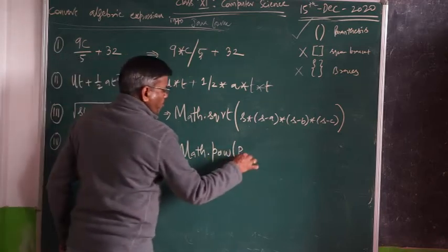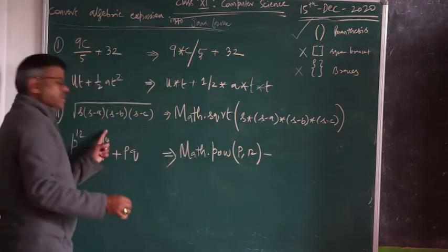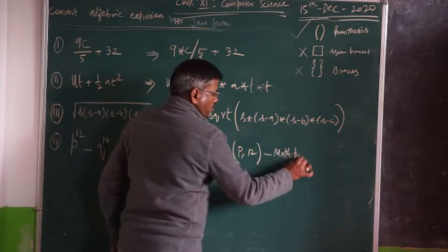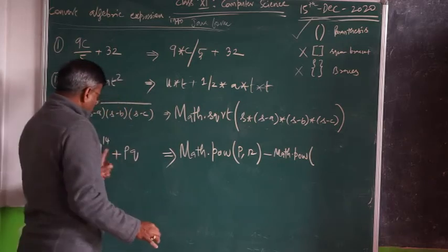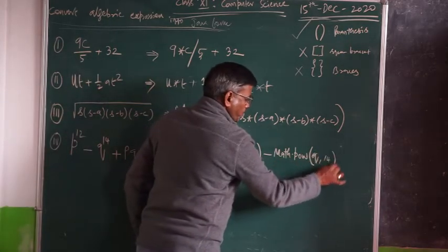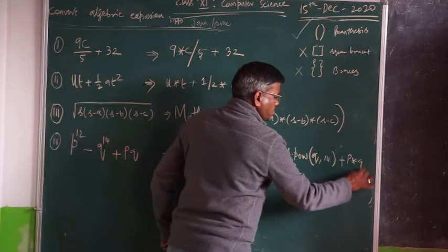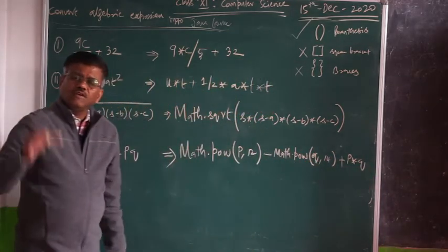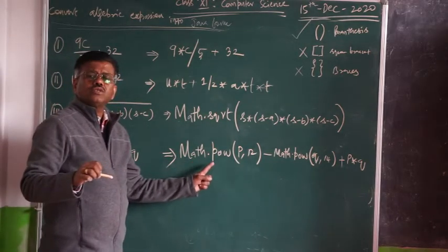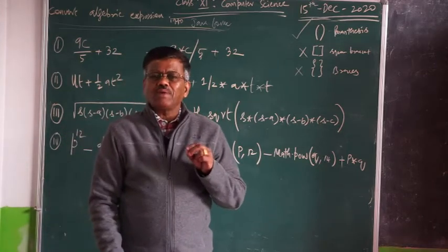P to the power of 12 minus, again this power is there, again I must write math.POW of Q to the power of 14 plus P into Q. What do you understand? Whenever there is a raised to the power, we must use math.POW. Don't pronounce it as pow. It's the shortest form of power.